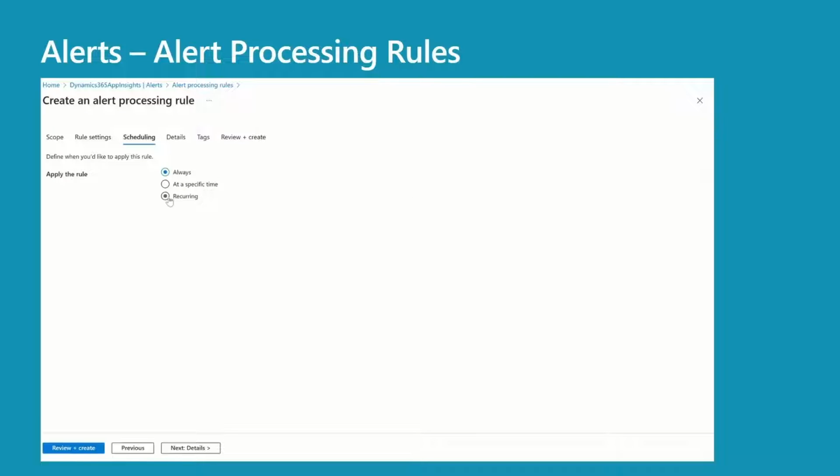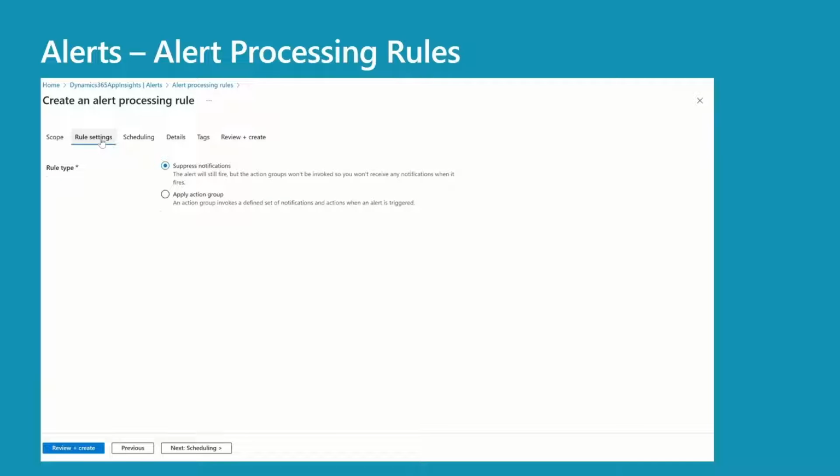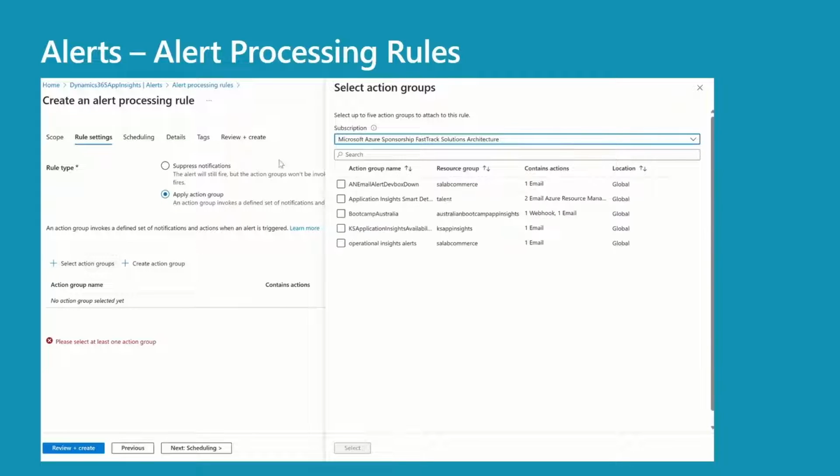You can apply this rule always, at a specific time, or recurring. You can pick a day, a start time and an end time, and you can also pick the start date and the end date. If you decide to go with apply action group, the first thing you do is select the action group, Bootcamp Australia.